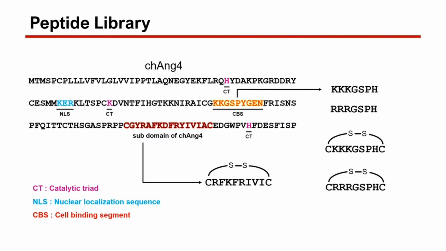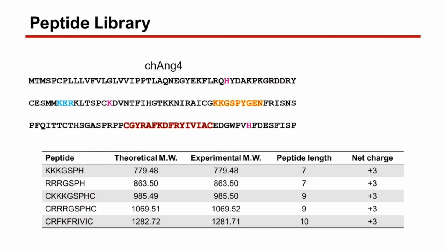And out of the 5 peptides, 3 of them are cyclic peptides that have cysteine at both ends and are disulfide linked. These peptides were synthesized by solid phase peptide synthesis, and their identities were confirmed and characterized by mass spec, and all of these peptides have a net positive charge of +3.